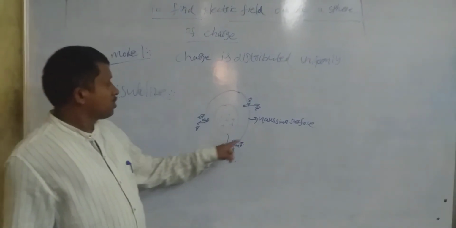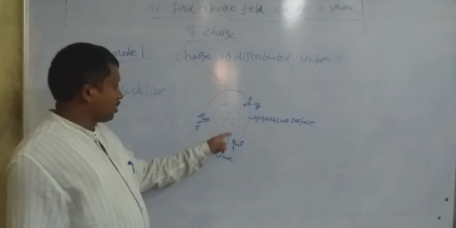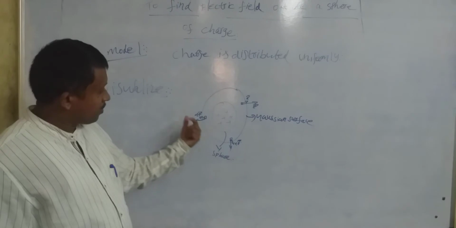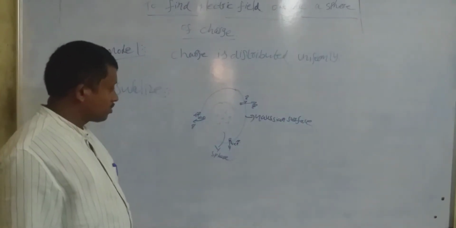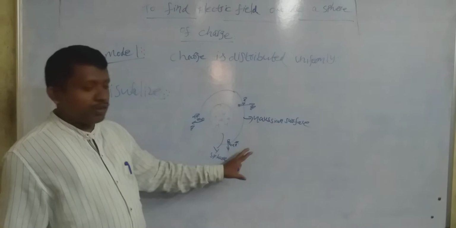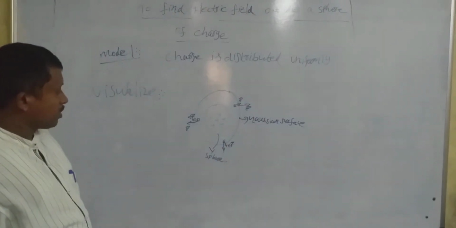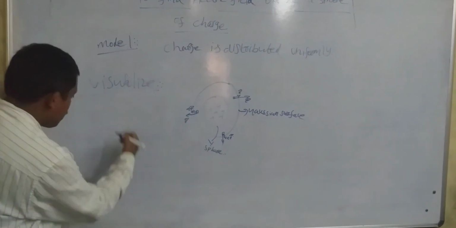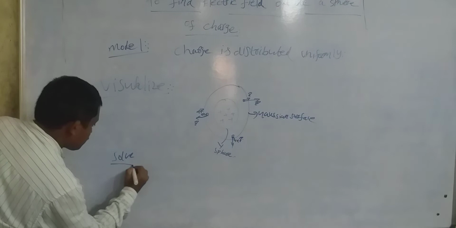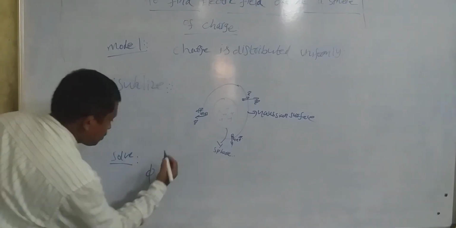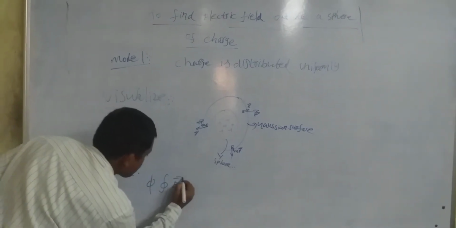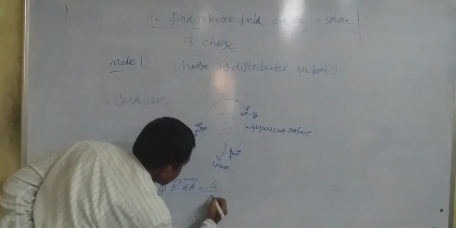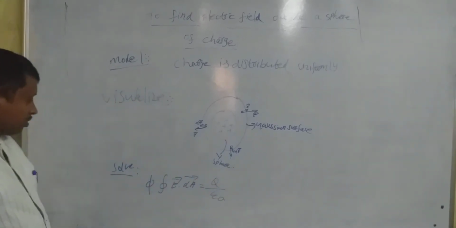At every point on the surface, the electric field is perpendicular to the surface area. So now we can easily solve the problem. How do we solve it? The electric flux. The electric flux through the enclosed surface, the integral of E vector dot dA vector, is equal to Q divided by epsilon 0. This is Gauss's law.